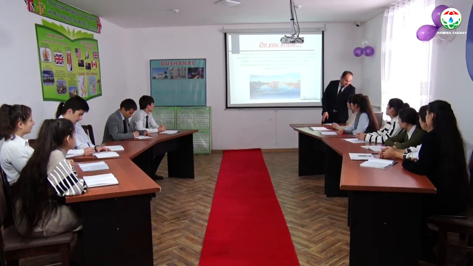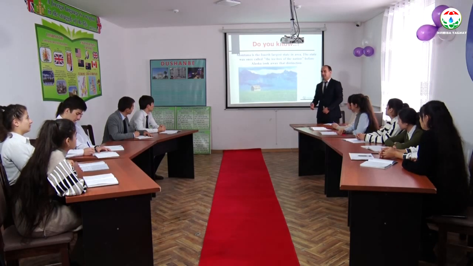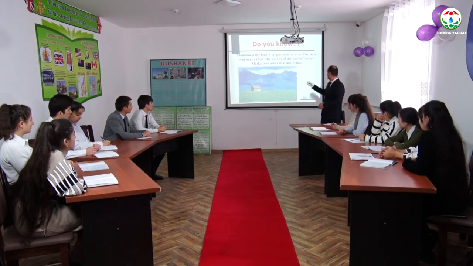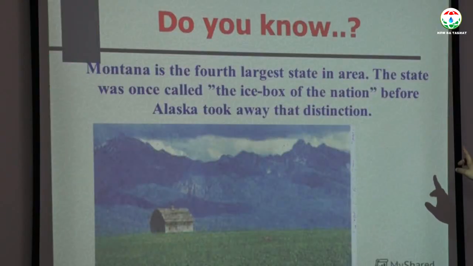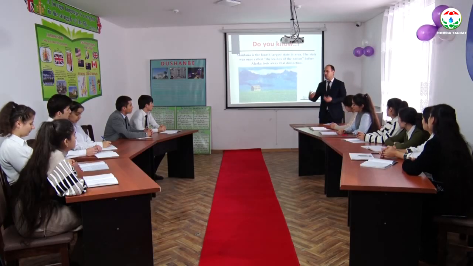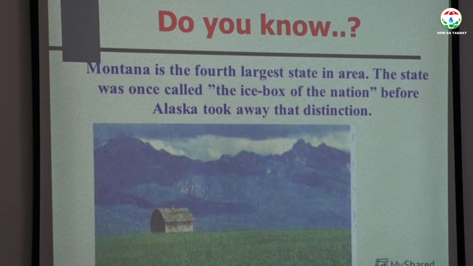Okay? And the next, about Montana. It is the fourth largest state in area. The state was once called the iceberg of the nation. Why? Because it's very cold in this state. And before Alaska took away that distinction. Why? Because Alaska is the first, maybe coldest, yes, first coldest state in the USA. But Montana is the fourth largest. Not second, not third. Okay?